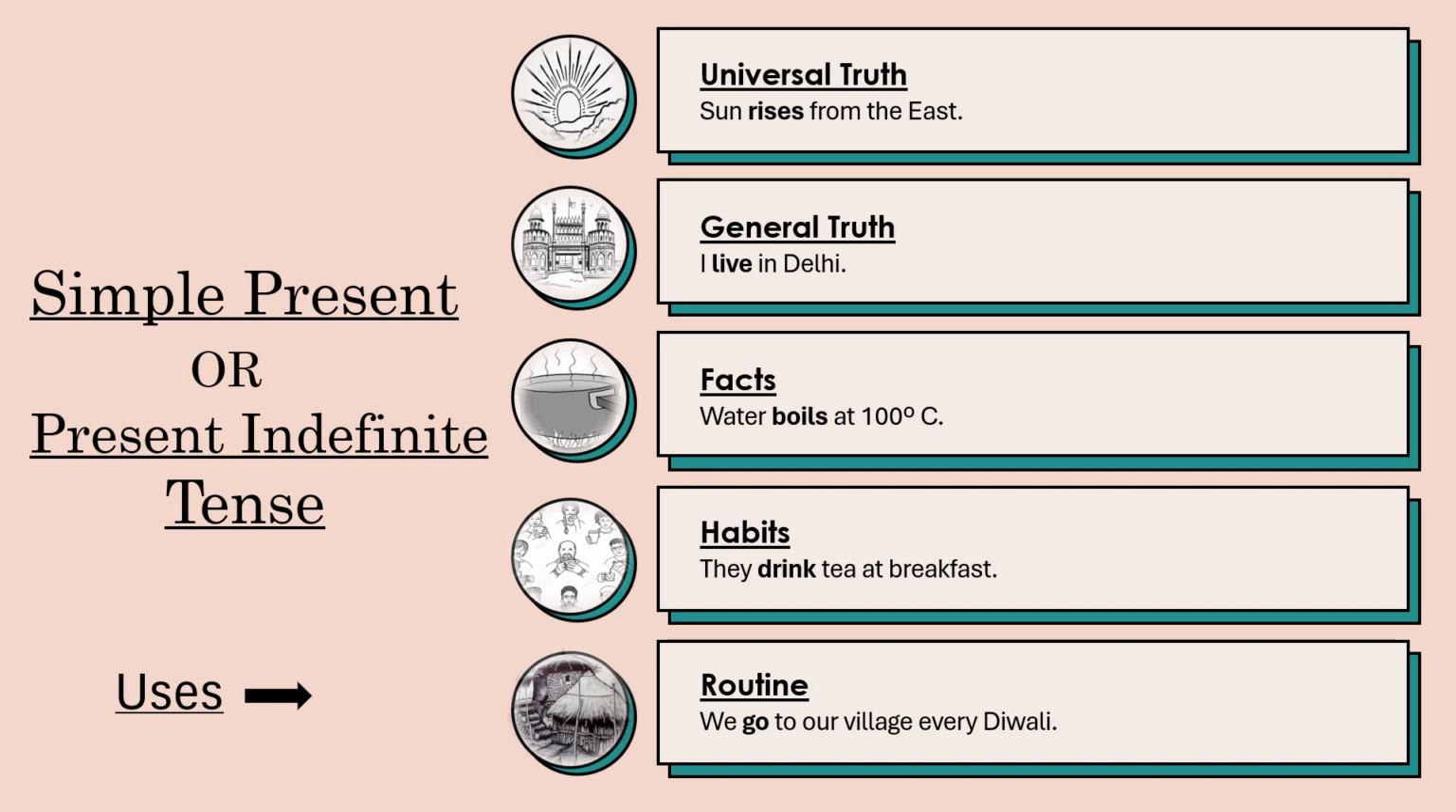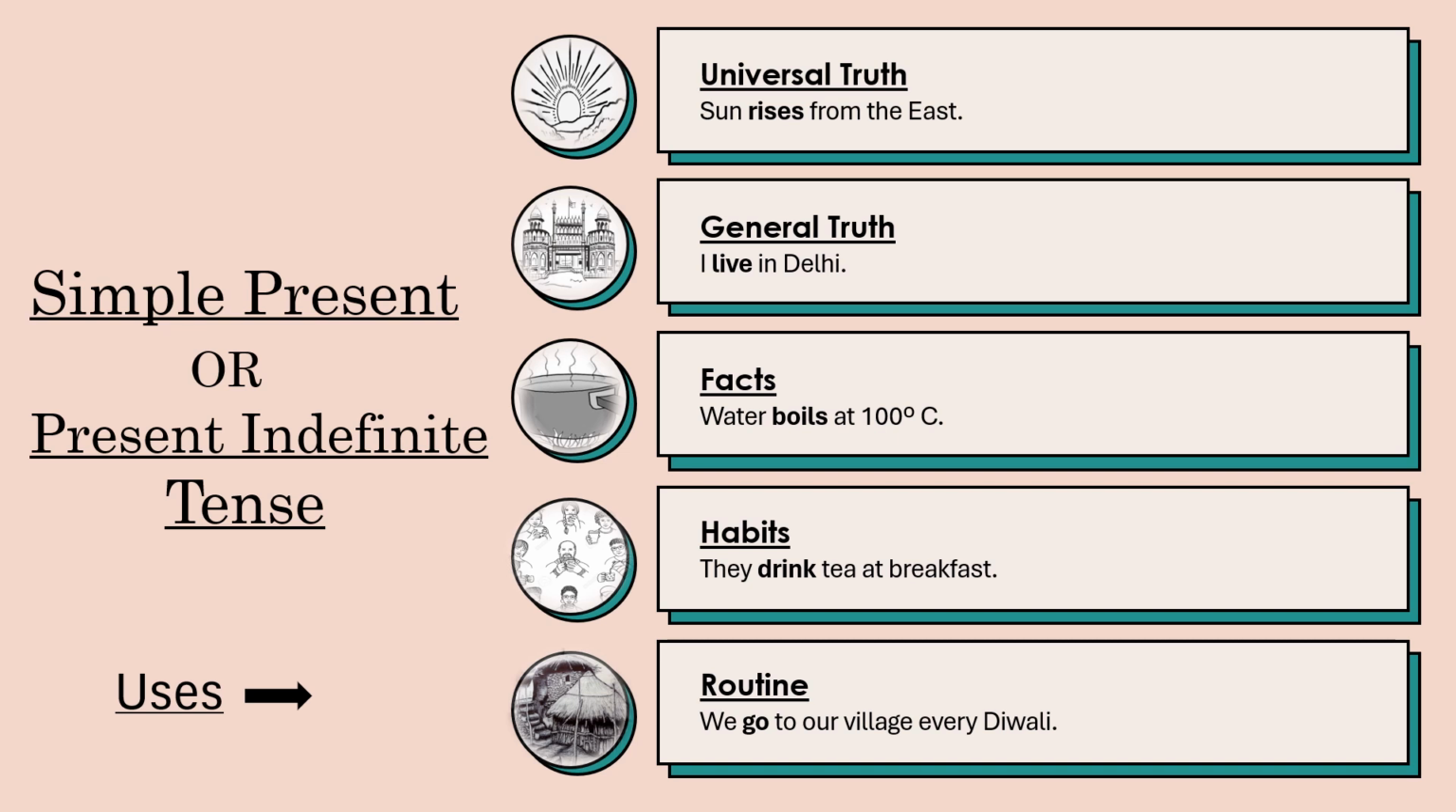Next, we use simple present tense to indicate facts. Facts are something that can be proven and that have been proved. For example, water boils at 100 degrees Celsius. So with a scientific experiment, we can prove that yes, water does boil at 100 degrees Celsius. Then when we talk about habits, for example, they drink tea at breakfast.